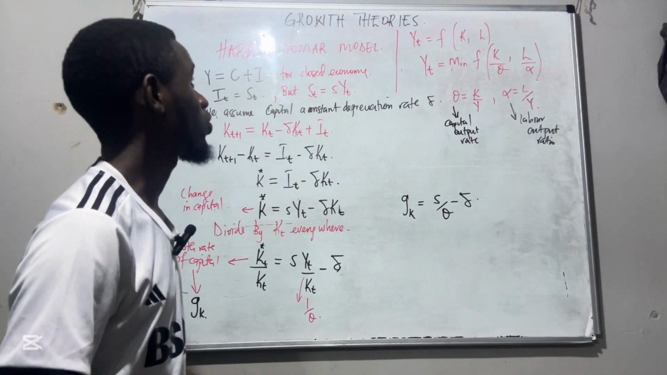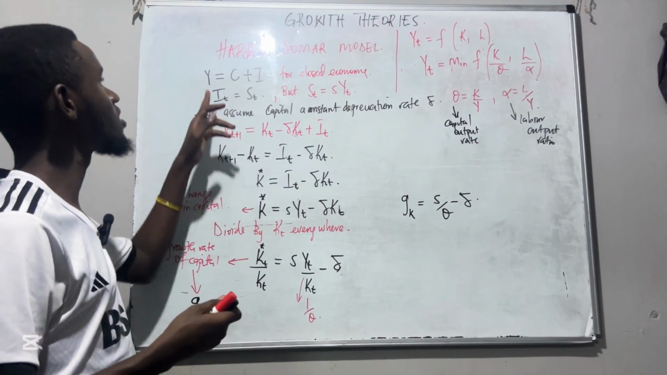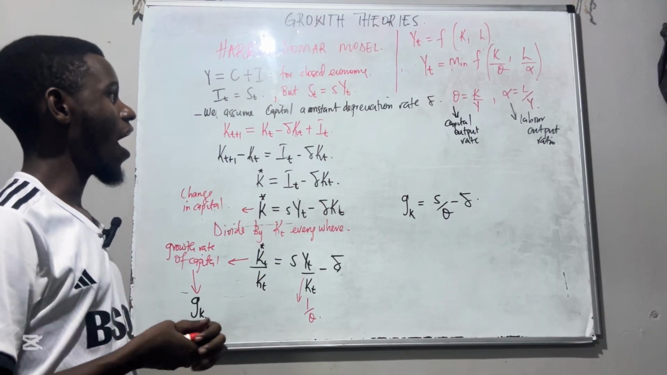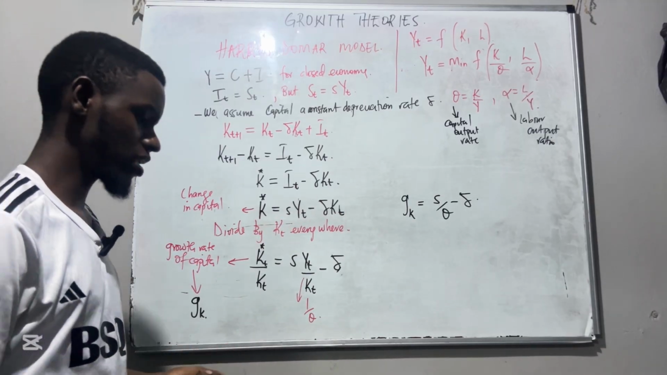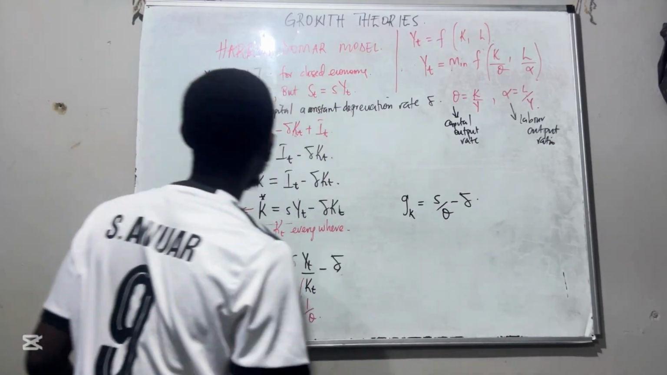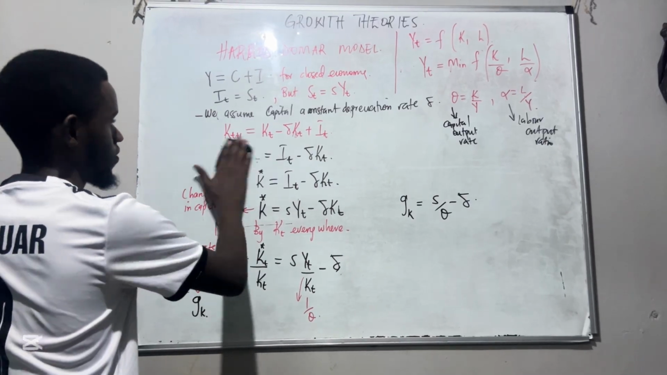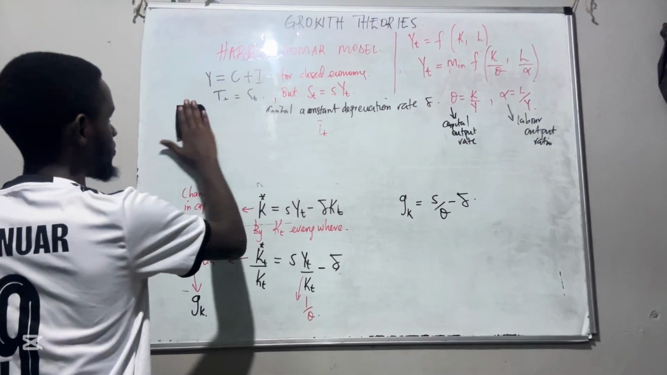But remember, we're talking about growth rate now. Growth rate, we said, is of output, not capital. Therefore, I have to relate this growth rate in output with capital.